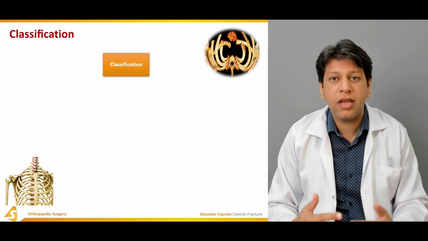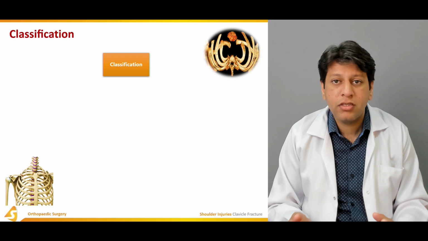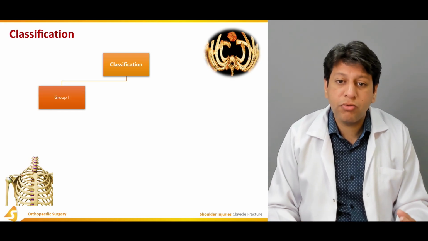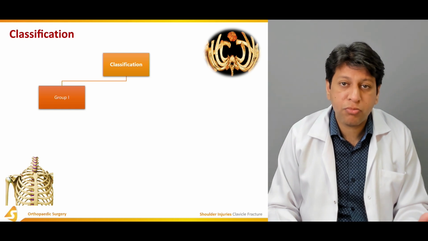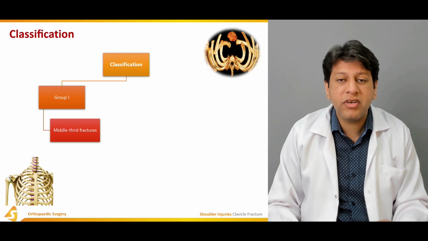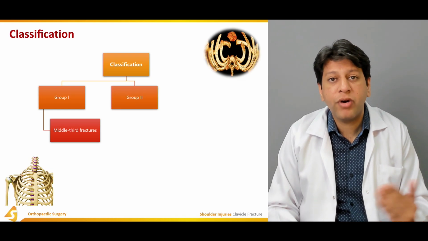As I told you, the clavicle bone has been mainly classified into 3 portions. There is medial 1/3, middle 1/3, and lateral 1/3. Now group 1, which is the most common, almost 60 to 70%, is actually the middle 1/3. They are further subdivided into displaced and undisplaced, and so they are called group 1A or B.